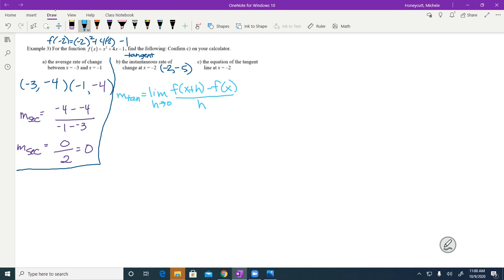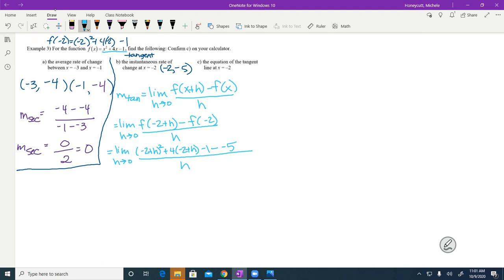Now, my x this time is -2, so this will be the limit as h approaches 0 of f of -2 plus h minus f of -2 all over h. So the limit as h approaches 0. -2 plus h, I need to substitute in -2 plus h in for the x's in the formula. So -2 plus h squared plus 4 times -2 plus h minus 1 minus f of -2, we said is -5, all over h.